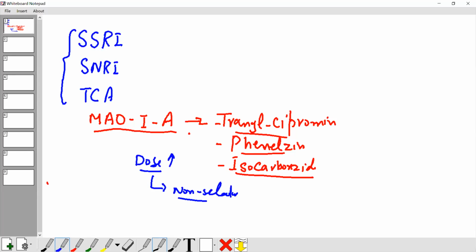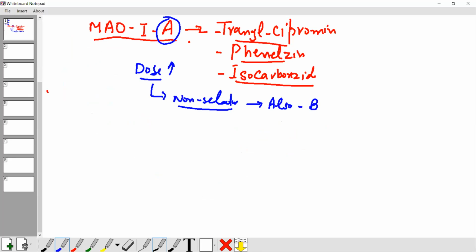What does non-selective mean? Non-selective means they also block enzyme B. If we use the proper dose, they just go for enzyme A. Phenylcypromine, phenelzine, isocarboxazid. These drugs are also used for depression.